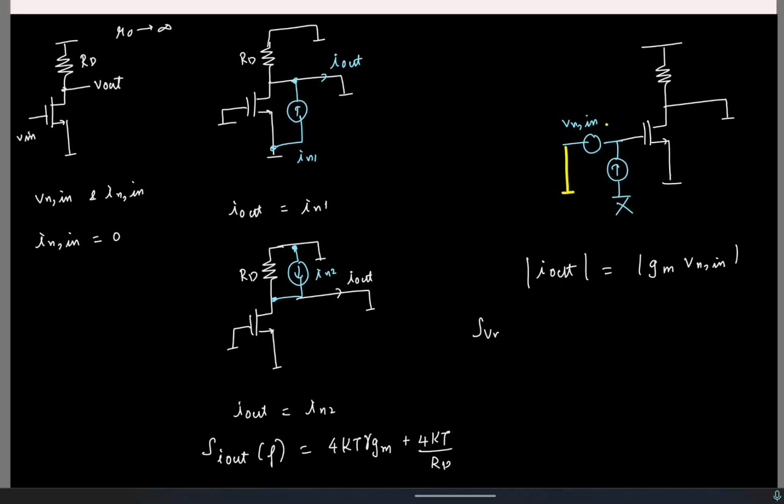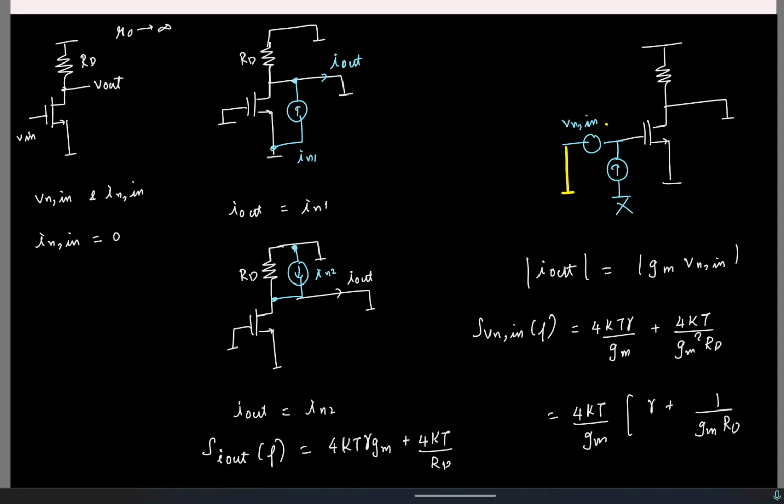So if I were to find the power spectral density of Vn in, as a function of f, I will take this entire expression divided by gm squared. That's all. If I do that, I'll have 4kT by gm squared RD. I can write it like this: 4kT by gm, I'll take it out, and I'll have something like this. That's all.